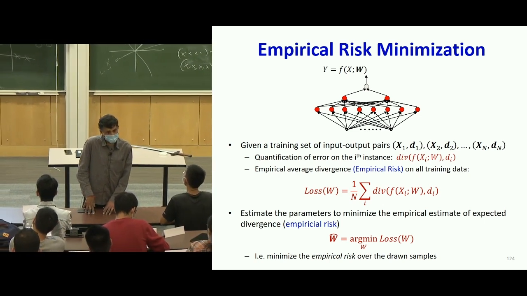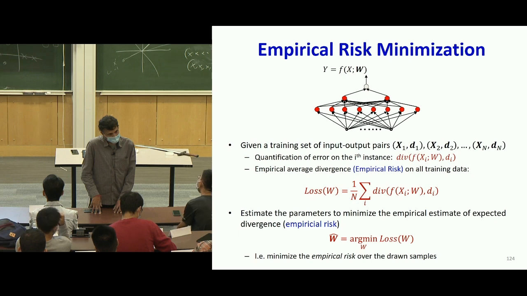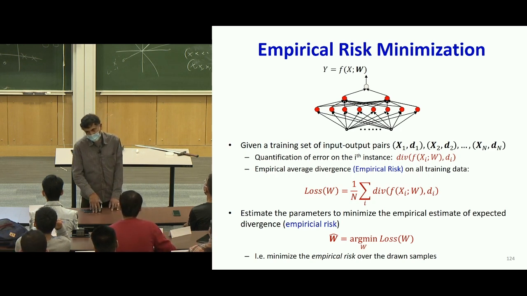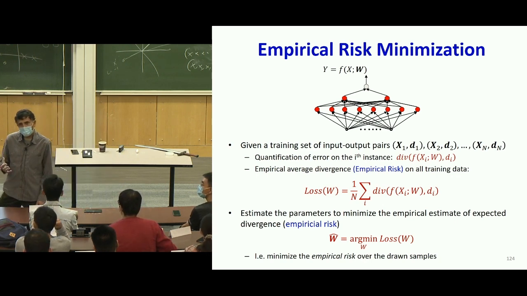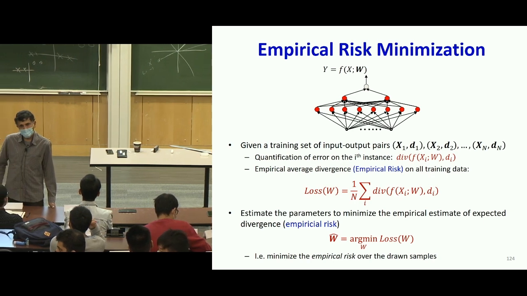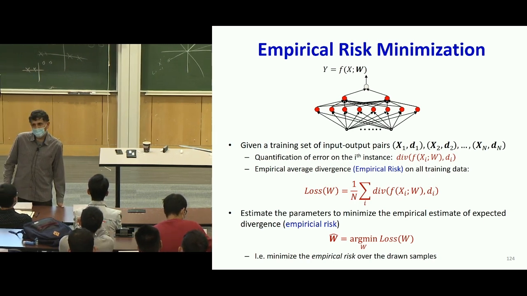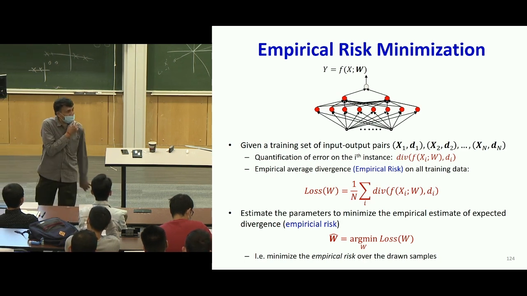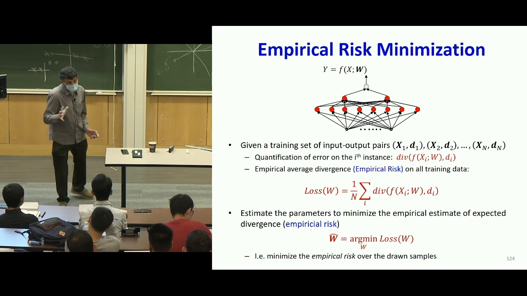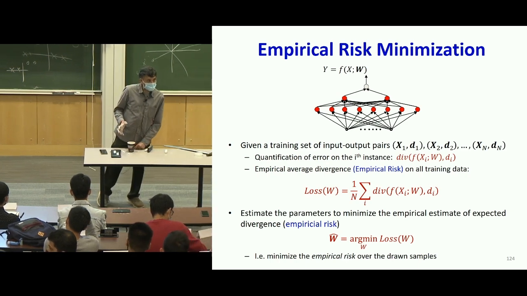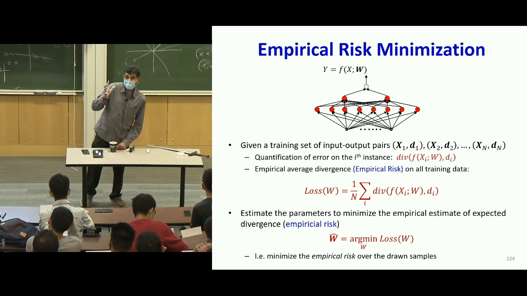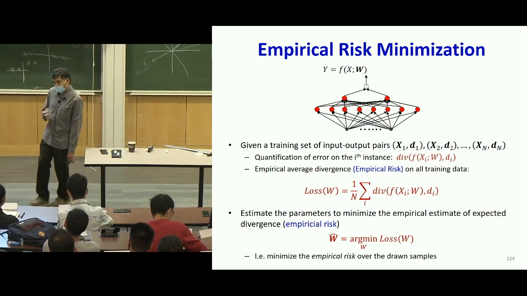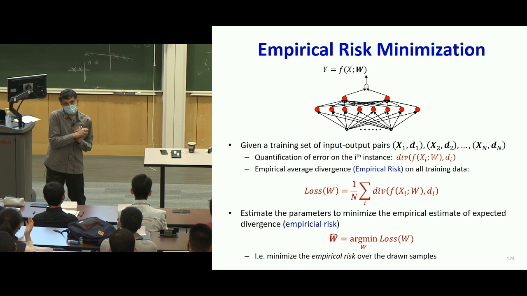The real function you want to minimize, what is that? The true function, which we don't have all samples of. What are you actually trying to minimize? The expected divergence, right? You are trying to minimize the shaded area, the weighted shaded area. The actual thing that you want to minimize is the expected divergence. What you're actually minimizing is an empirical estimate of the expected divergence, which is just the average of the divergence over all those training samples.